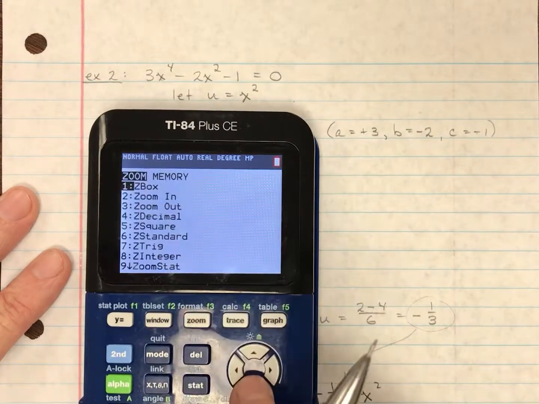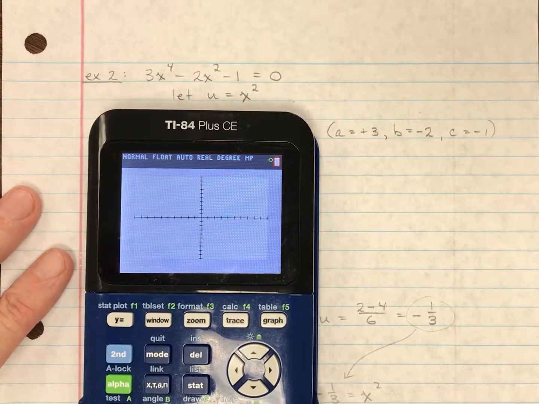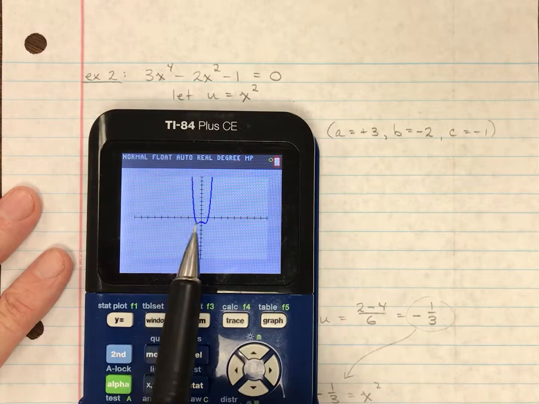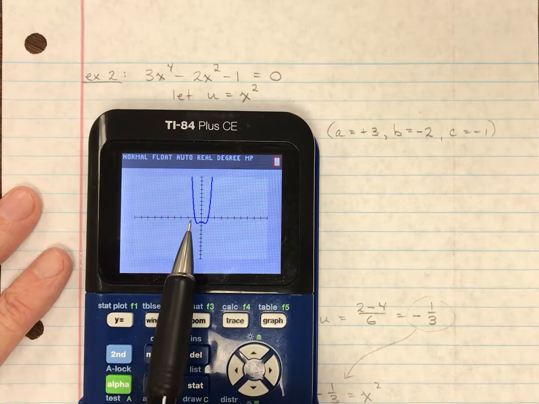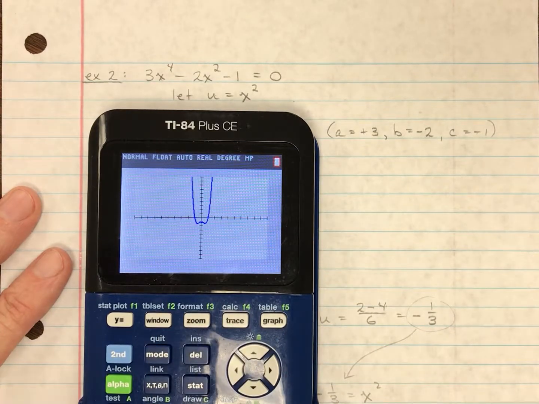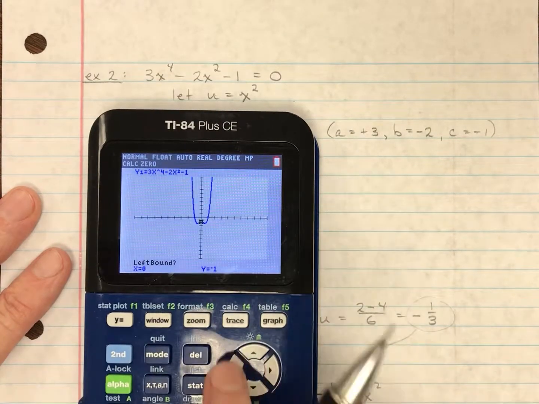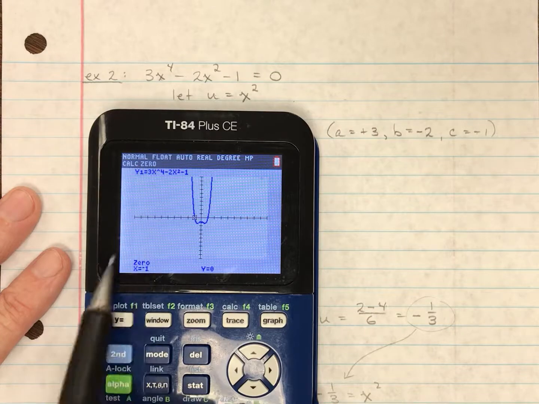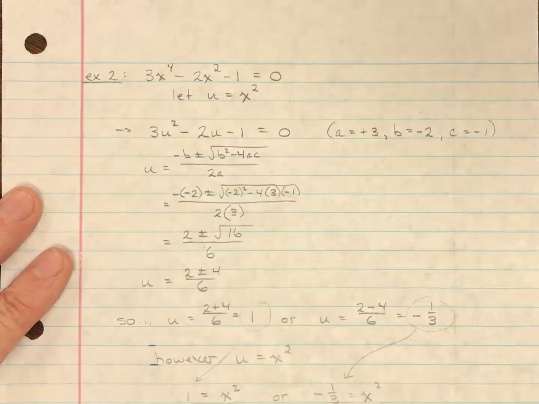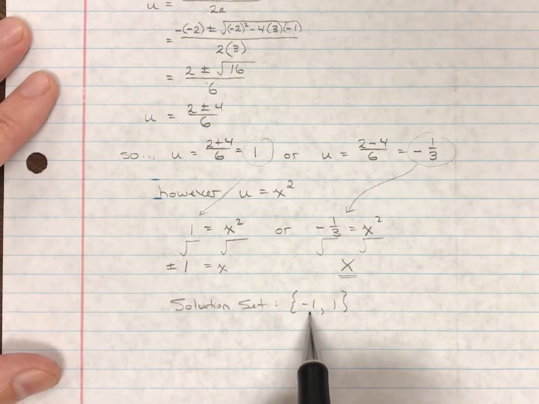I go to zoom. Let's go to standard. Okay, that's a little better, and I can see it crosses in two places, and it looks pretty clearly like it's negative 1 and 1. But let's check. So let's go to second calc. We're going to calculate the first 0, which is the one on the left. So I'll set my left bound for that one and my right bound, and I'll check it. And here's my 0 at negative 1. Well, that fits this one right here.